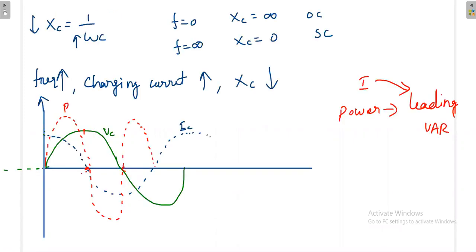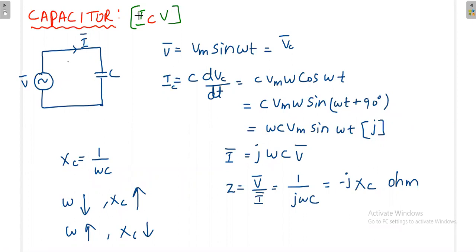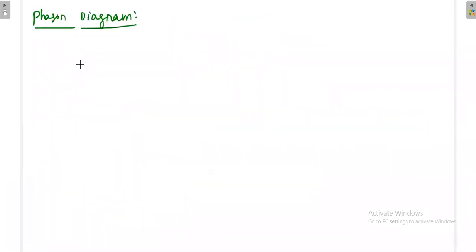Phasor diagram means what is the phase angle between the voltage and current. The current leads by 90 degrees, voltage lags by 90 degrees. So current is leading. I can put the current here, IC, and the voltage here, that is VC. The phase difference is 90 degrees, so the current is leading the voltage by 90 degrees.